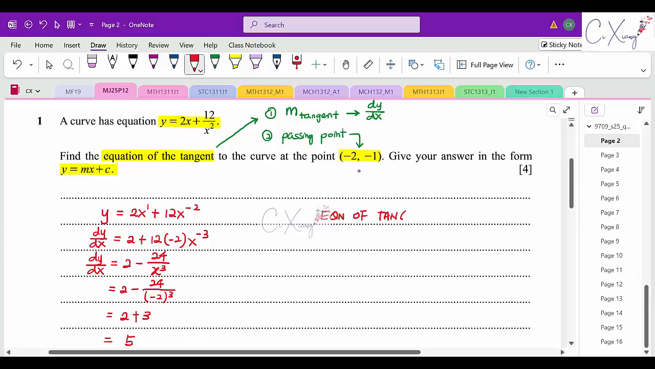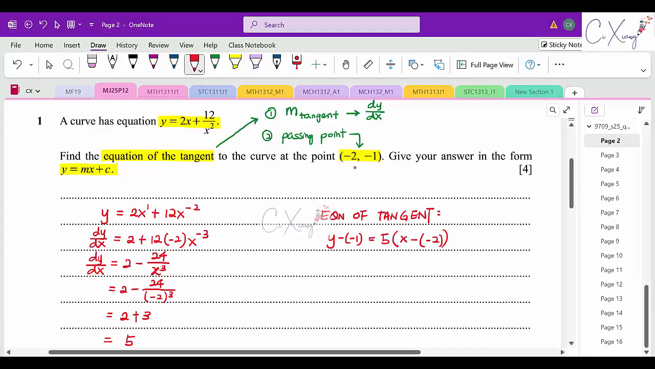What is the general formula to form any linear equation? There are a few ways. You can use y minus y1 equals m times x minus x1. Or you can use y equals mx plus c, find the c first, then rewrite the equation again. For me, I usually use the y minus y1. So y minus y1, my passing point is negative 1, equals m times x minus x1. So what's the m? m is 5. Then x minus x1, so your x1 is negative 2.